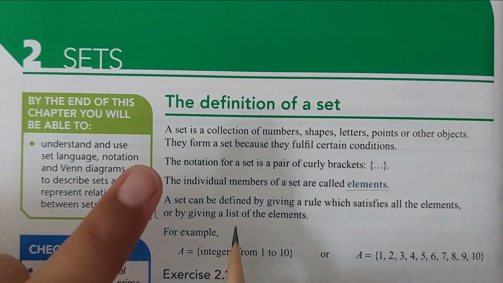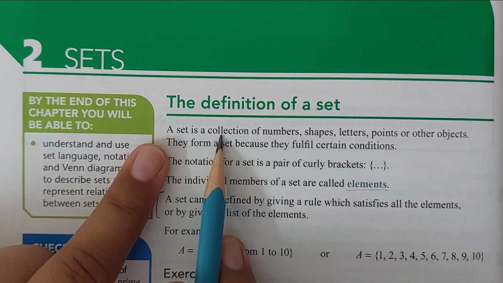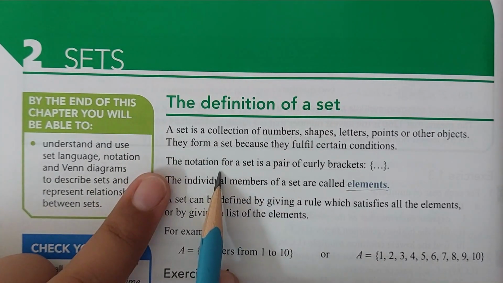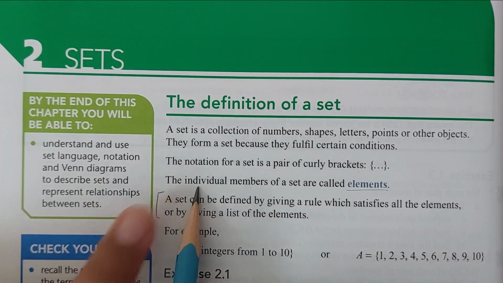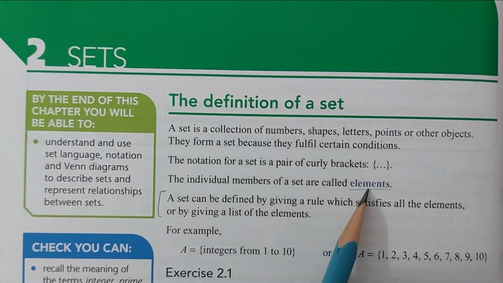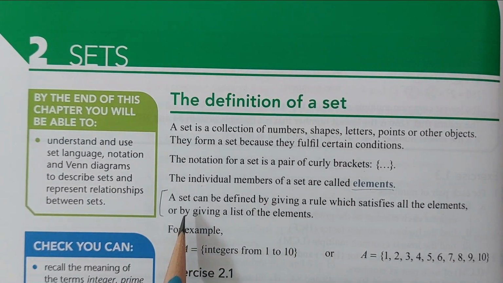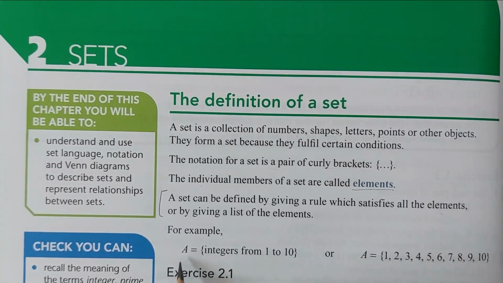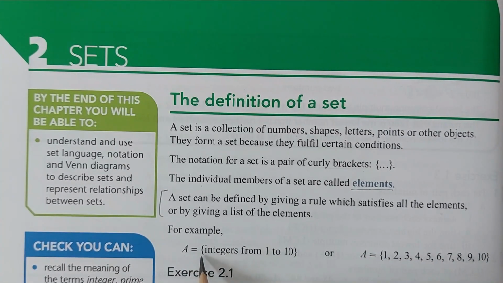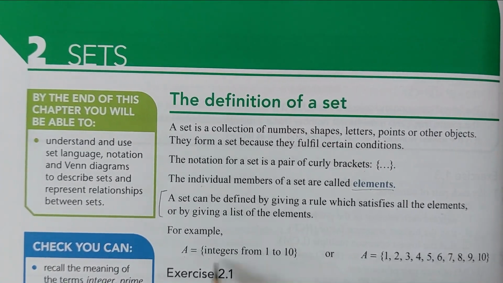The first thing is a set is a collection of something, and the notation of a set is with the help of curly brackets, and the individual members are called the elements of the set. Okay, now how do we define the set? By giving a rule which satisfies all the elements. For example, there is a set A, represented with curly brackets, right? Integers from 1 to 10. That is a statement form, the rule.